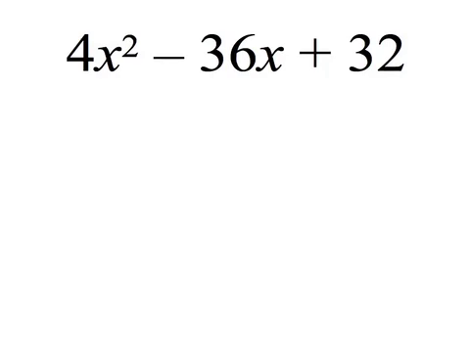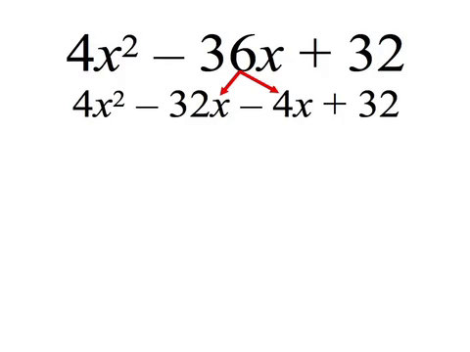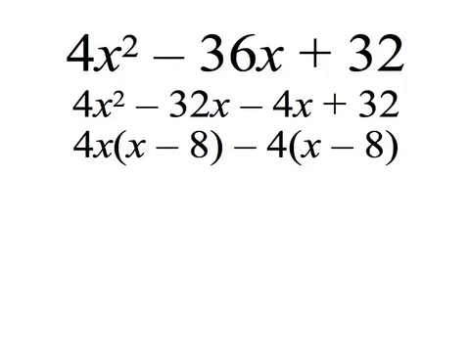You can still get to the final factored expression, but it just takes longer. So we're going to multiply 4 times 32 and get 128. And since the 36x is negative, we need 2 negative numbers that multiply to make 128 that add up to negative 36. And so we realize that that's the 4 and the 32. So we split the middle term into minus 32x minus 4x. And then we use factoring by grouping to get a common factor of 4x for the first 2 and negative 4 for the last 2.